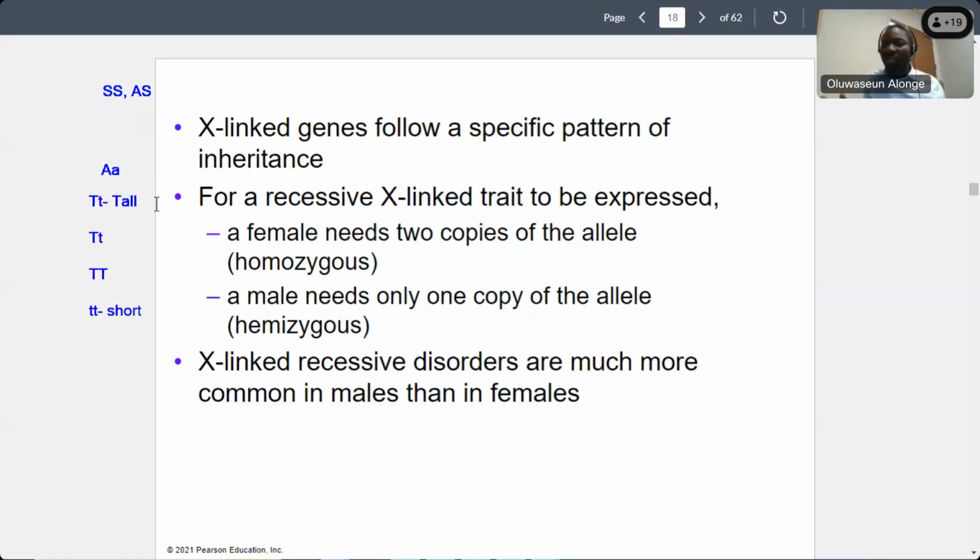What does that mean? For somebody to be short, they must carry the 2 recessive traits. If they don't carry the 2 recessive traits, then they will be tall, because the presence of one dominant trait will make the phenotype resemble the dominant trait, the dominant gene. So for somebody to express a recessive trait, the person must carry 2 genes. That means the person must get one from the father and one from the mother.